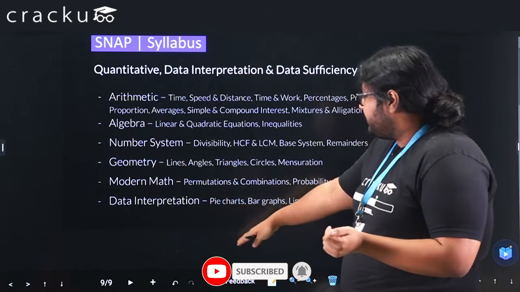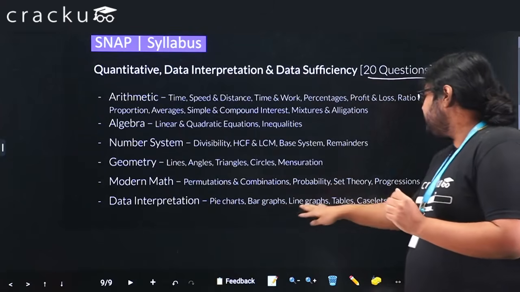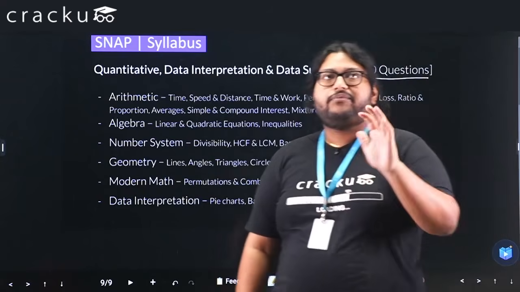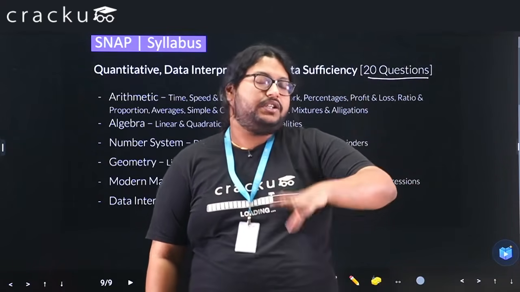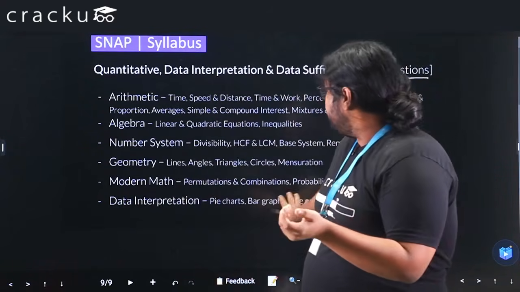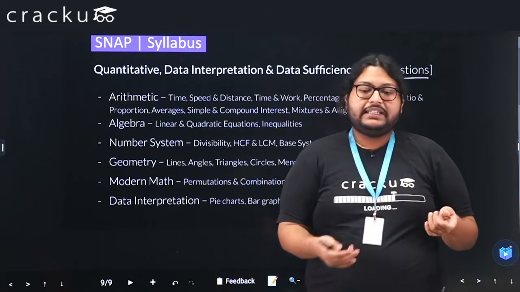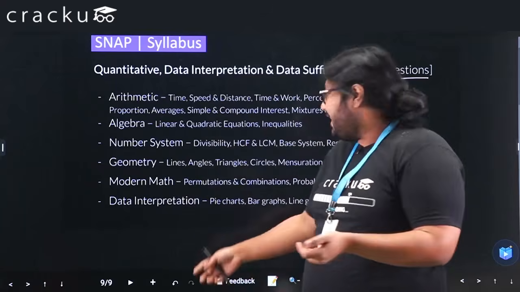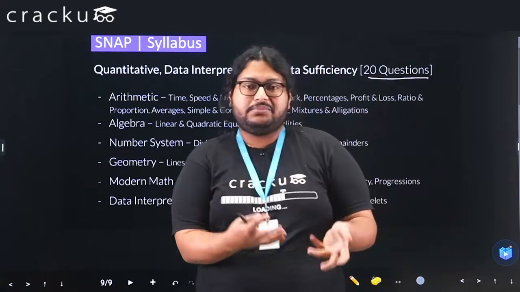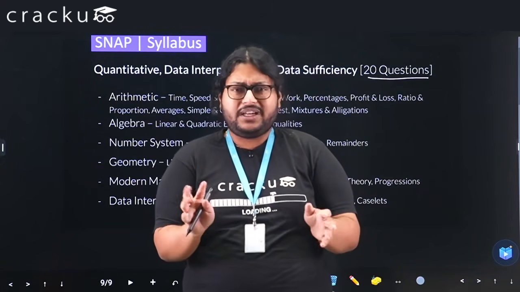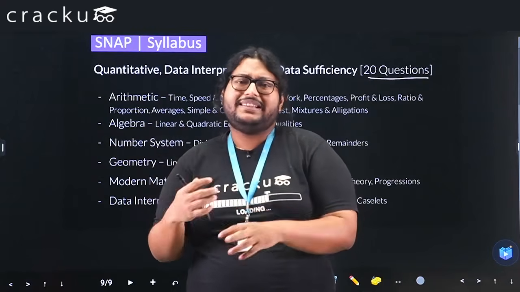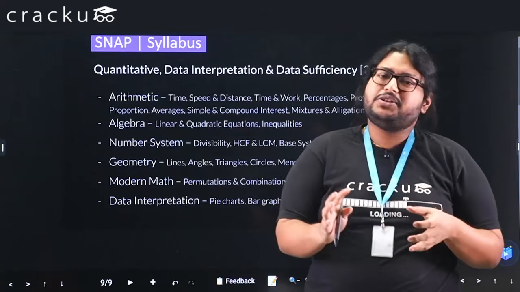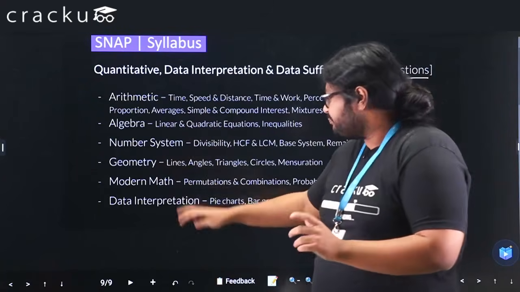Then we have modern math. In modern math, we have PNC, probability, set theory, and progression. PNC, we understand like in how many ways 5 people can be chosen from a class of 30 people or something that way. Probability, what is the probability that when you roll a die, you actually get an even number? Those kind of questions. And we have progressions. Progressions are arithmetic progressions, geometric progressions. Up to that, we don't need special progressions like AGPs or telescopic series, all that. No, basic arithmetic progression, geometric progression is enough for SNAP.